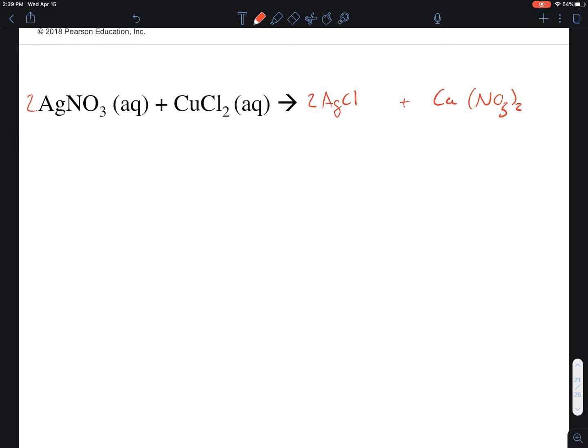Then you want to look at your solubility rules to see if any of these are soluble. Looking at your solubility rules, you see that silver chloride is an insoluble compound. Copper nitrate, on the other hand, stays soluble, so it's aqueous. So this is your balanced equation. In table 2, you're going to have to predict products like this, predict these balanced equations.